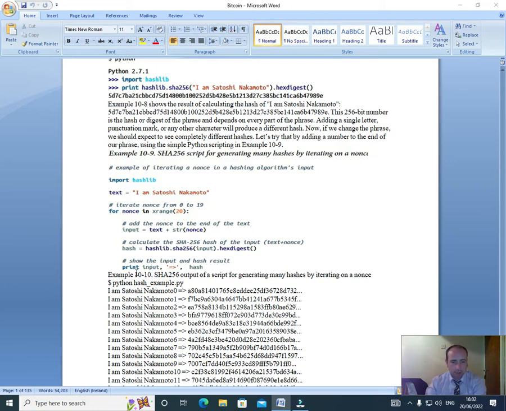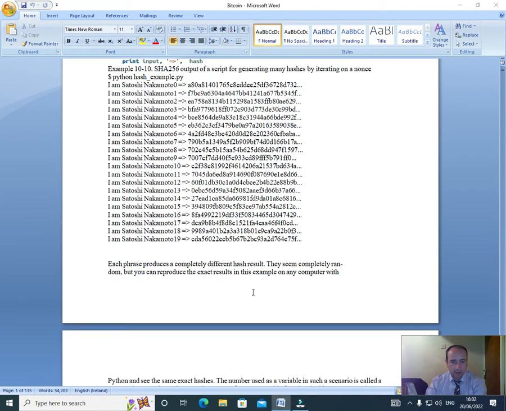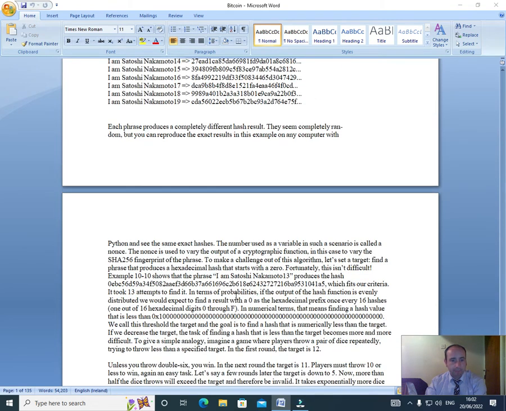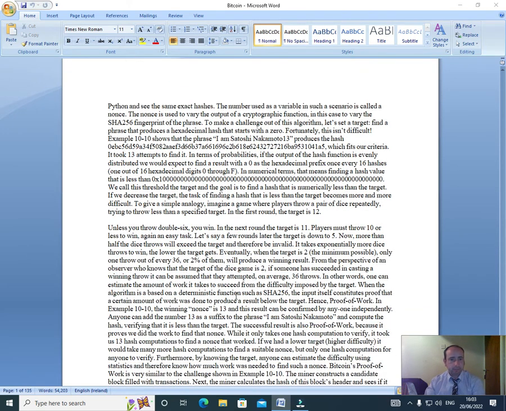The script shows the input and the hash result. I'm not going to read all this, but you can see in Example 10-20 the SHA-256 output of the script generating many hashes by iterating one nonce. Each phrase produces a completely different hash result. They seem completely random, but you can reproduce the exact results in the example on any computer with Python to see the exact hashes. The number used as a variable in such a scenario is called a nonce. The nonce is used to vary the output of a cryptographic function, in this case to vary the SHA-256 fingerprint of the phrase.